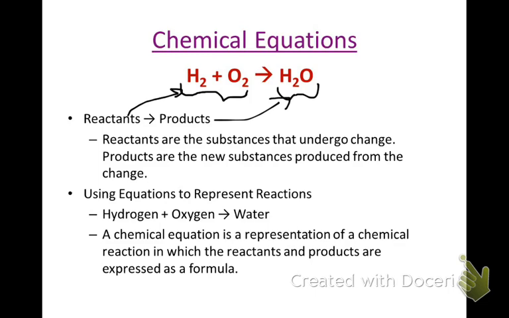So, an equation is a representation of a chemical reaction in which the reactants and the products are expressed as a formula. For example, hydrogen and oxygen give rise to water. Hydrogen and oxygen are reactants, water is the product. So when we talk, we often say write the reaction of. Actually, we don't write the reaction, but we write the equation that represents the reaction.